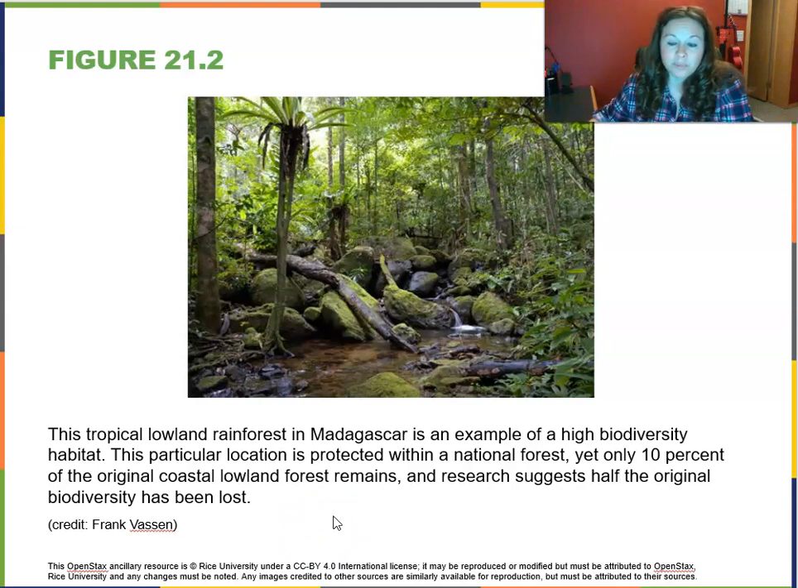It's an example of a place where we can go to find high biodiversity. This particular location is protected within a national forest, yet only 10% of the original coastal lowland forest remains, and research suggests half the original biodiversity has already been lost.